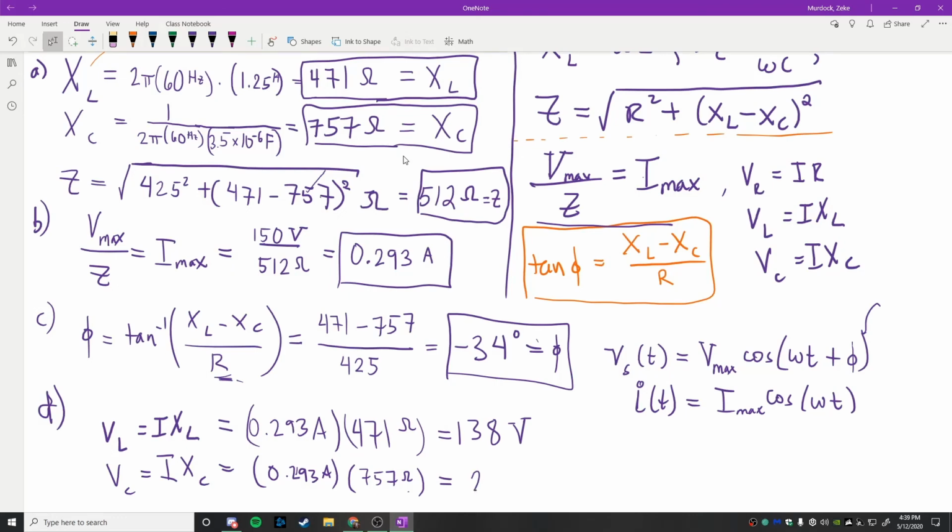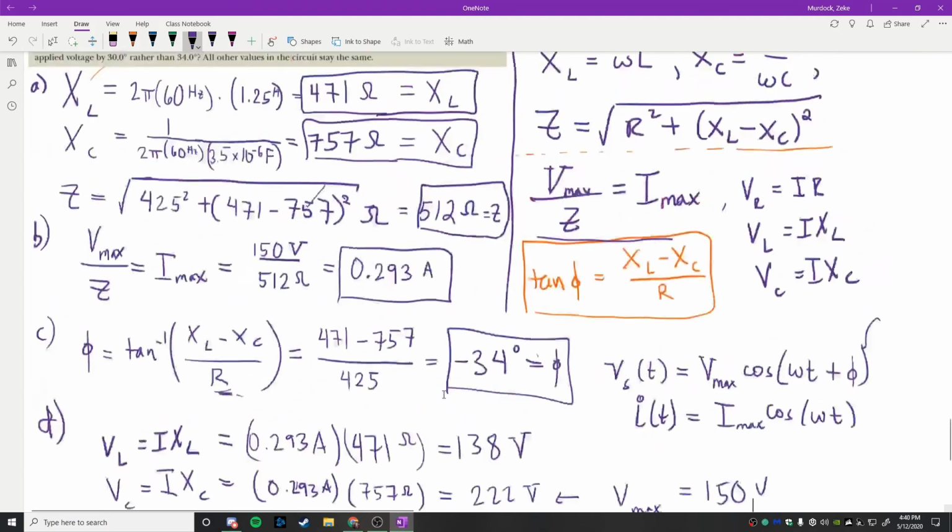This is 222, okay. Look at this, by the way. Isn't this interesting? Look at this number. Remember that V max was equal to, what is it, 150? The maximum voltage across the capacitor is actually higher than the voltage coming from the source. It's kind of interesting, right? Okay. And what else do we need?